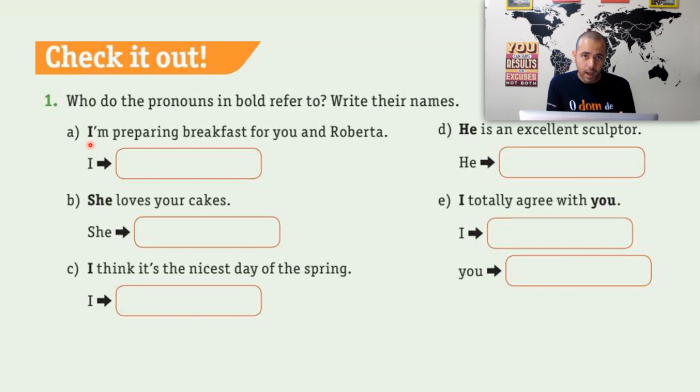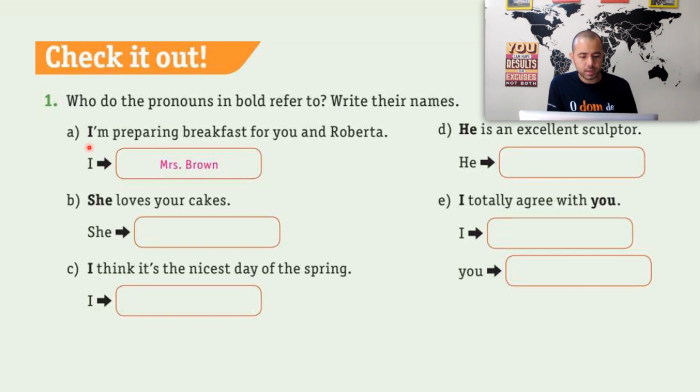For example, I'm going to help you with number 1. I am preparing breakfast for you and Roberta. Pay attention that here we have a pronoun in bold. The pronoun is I. My question is, who is I according to the conversation? So who is preparing the breakfast? Is Bruno preparing the breakfast? Is Roberta preparing the breakfast? I don't think so. I think it's Bruno's mother. In the text, Bruno's mother is Mrs. Brown. So Mrs. Brown is preparing the breakfast.